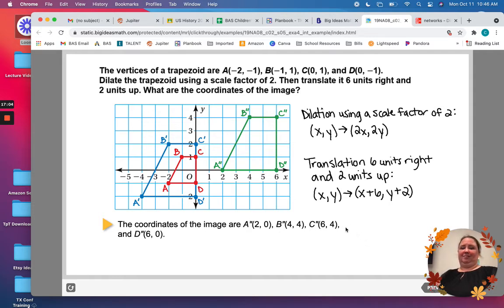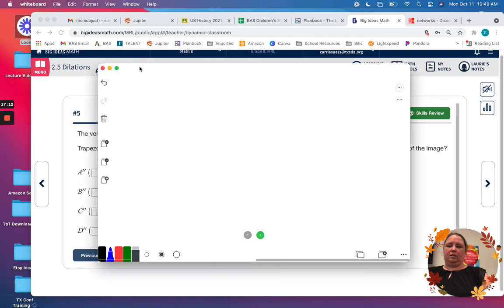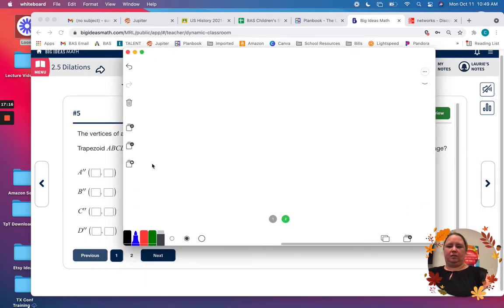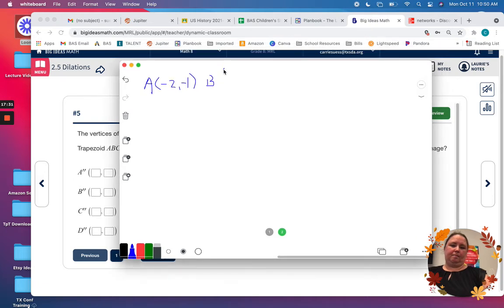I'll give you a moment to finish that and then go to do the next try it. We're probably on self-assessments here in a second. All right, so this is try it number 5. Can somebody read the vertices off to me? Just read them. Okay, so A is -2, -1. All right. B is -1, 1.